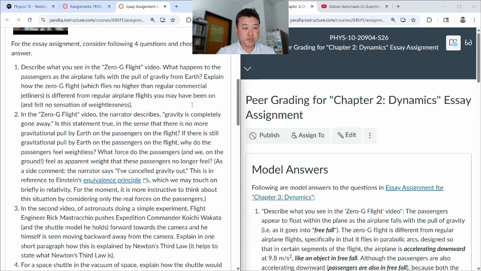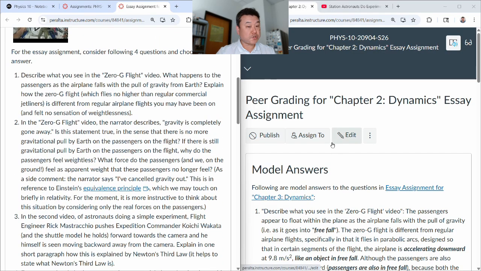Okay, so question 1. Describe what you see in the zero-G flight video. What happens to the passengers as the airplane falls with the pull of gravity from Earth? Explain how the zero-G flight, which flies no higher than regular commercial jetliners, is different from regular airplane flights you may have been on and felt no sensation of weightlessness.